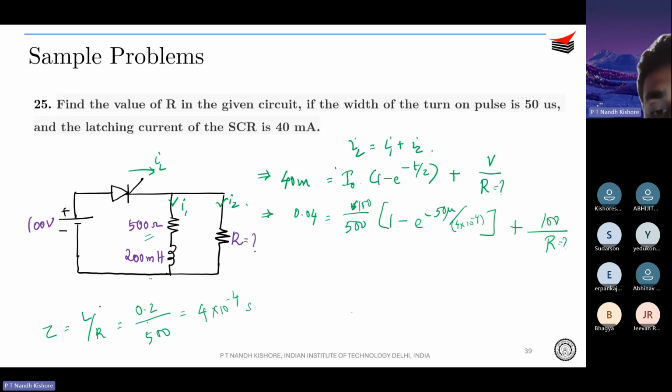And this is also 100. So just rearrange this equation. Simple, right? So 0.04 is equal to 100 by 500 into this expression plus 100 by R. We need to find out what is R. So just rearrange this expression. We'll be getting 100 by R is equal to 0.04 minus 1 by 5, that is 0.2, times 1 minus e power 0.125.